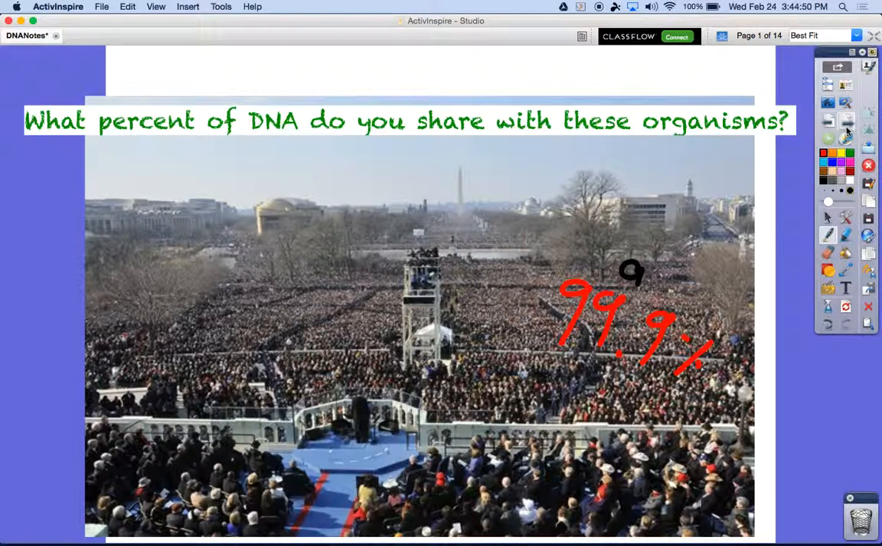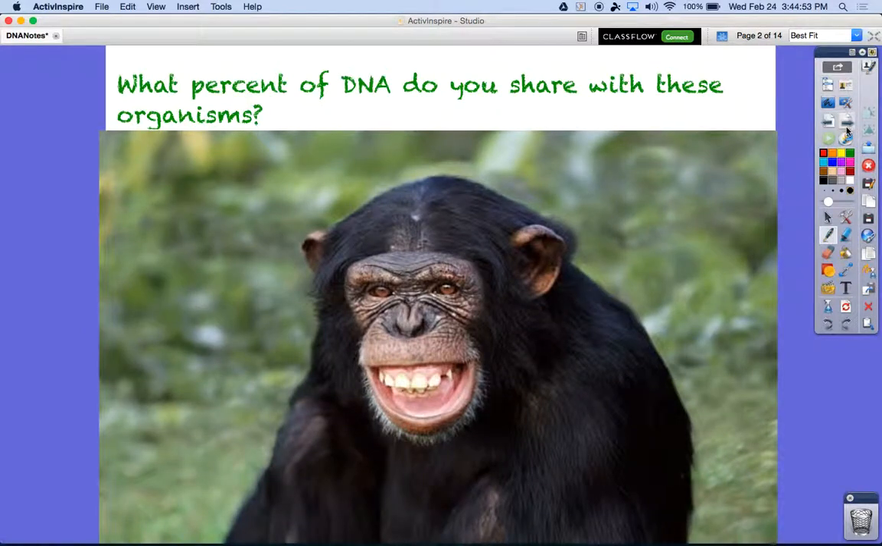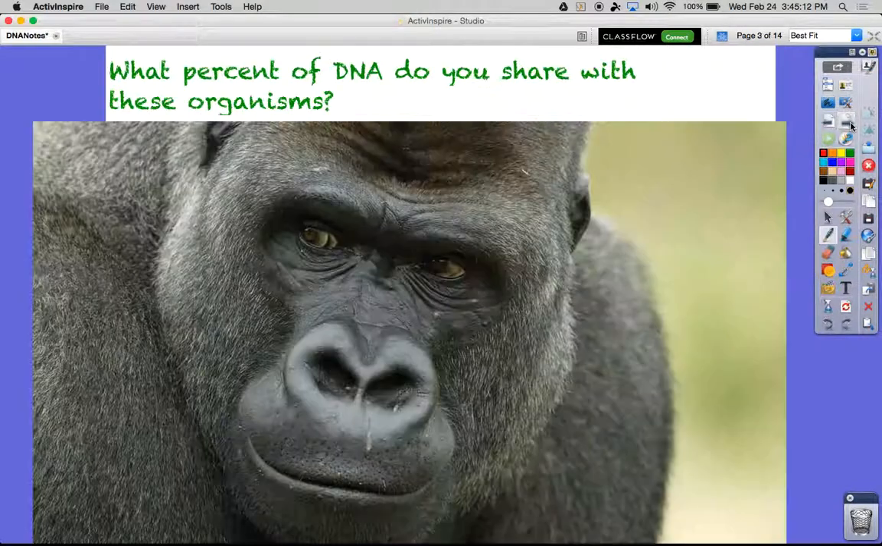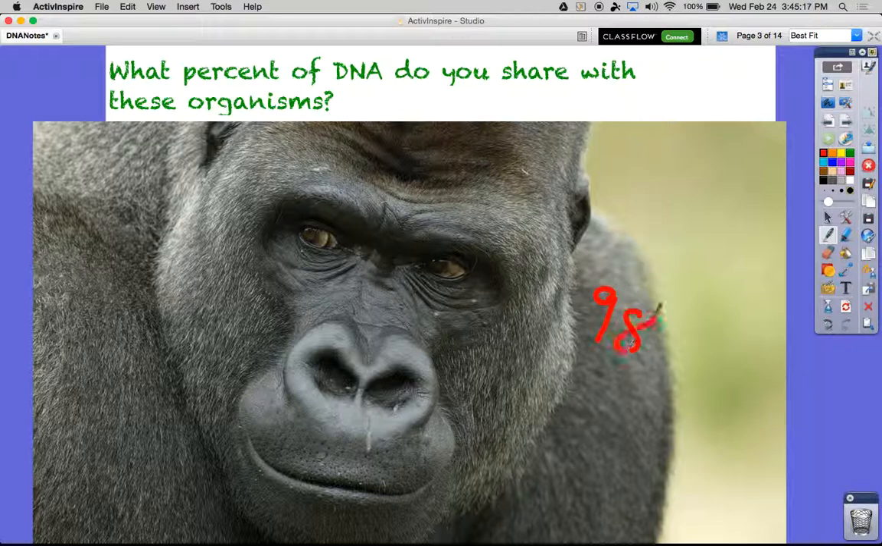If we look at another organism, a chimpanzee, it's one of those ones that everybody always says that we share so much percent of our DNA with, and we actually share 98.8% of our DNA with chimpanzees. Okay, we look at another organism, a little bit further away probably. So we go to a gorilla. And with a gorilla, we're talking about sharing 98.4% of our DNA with them. So 98.4% of a gorilla's DNA is the same as our DNA.